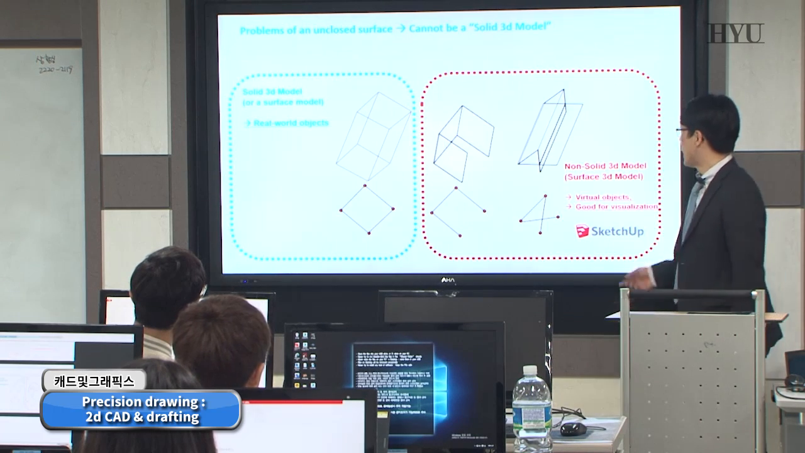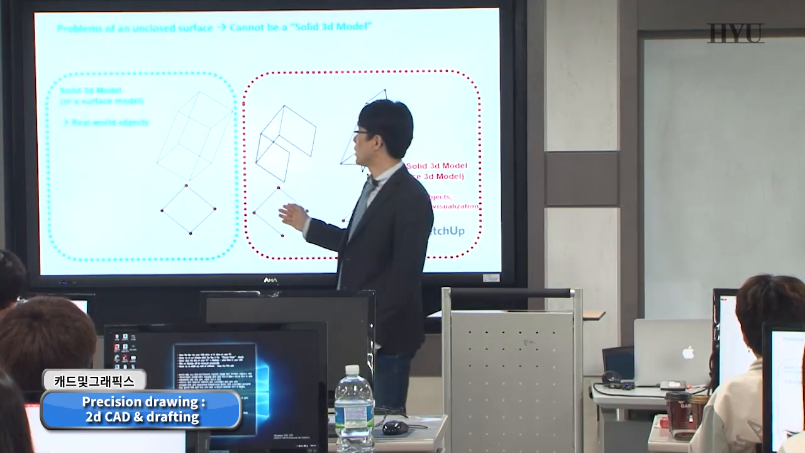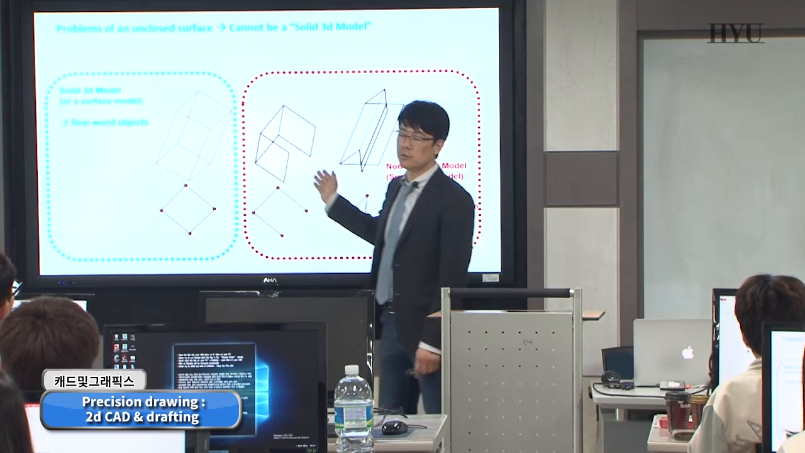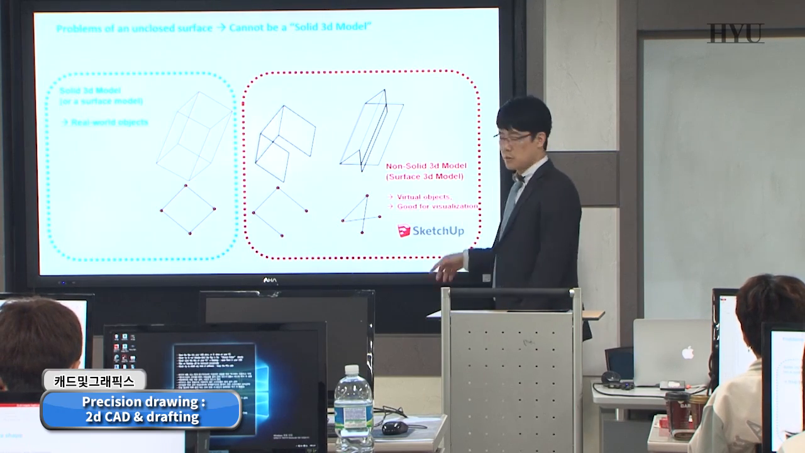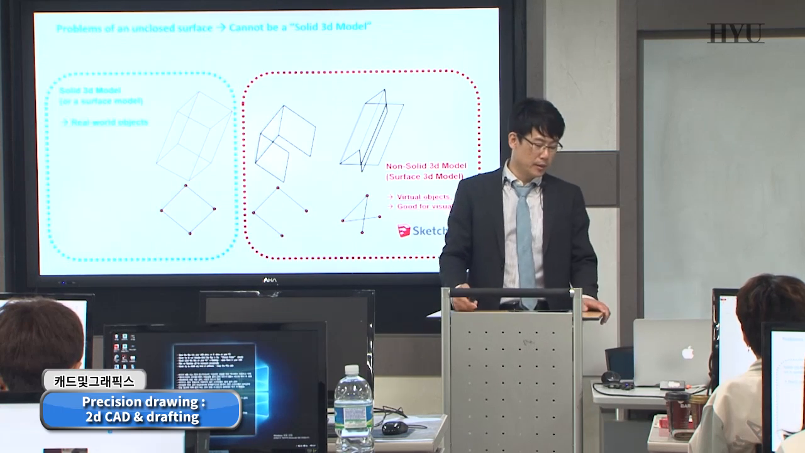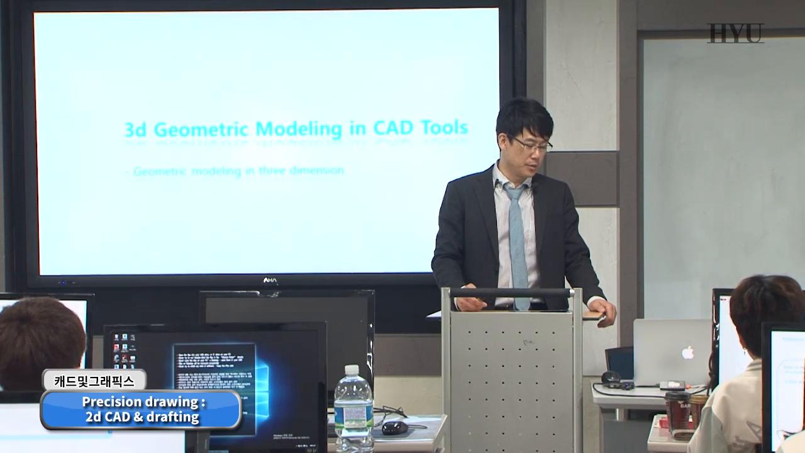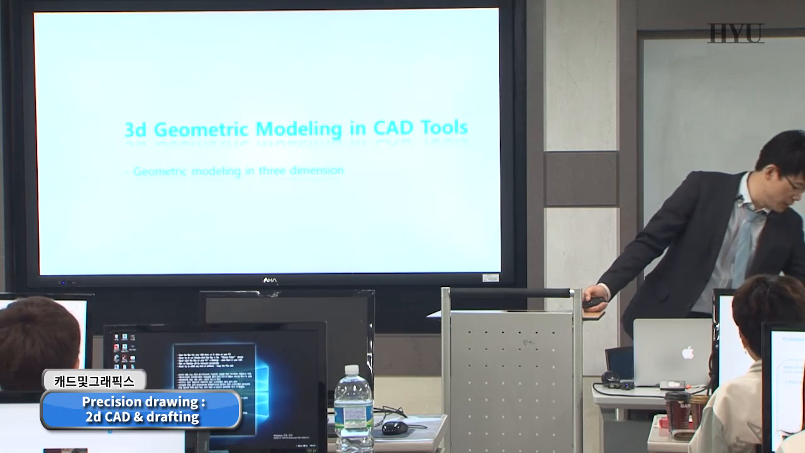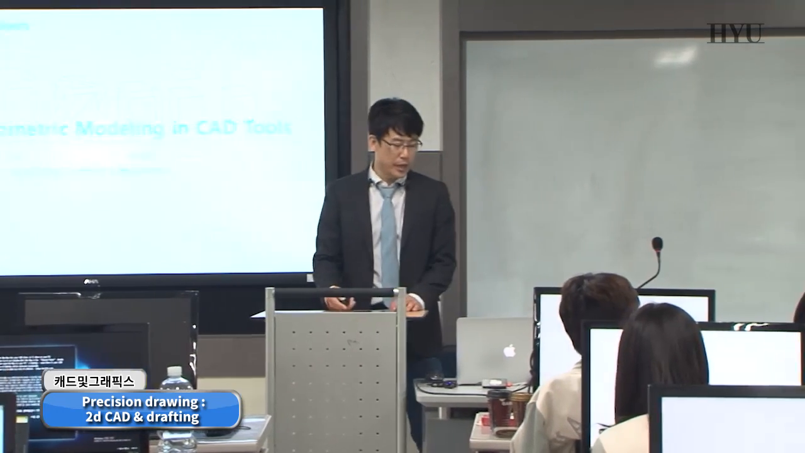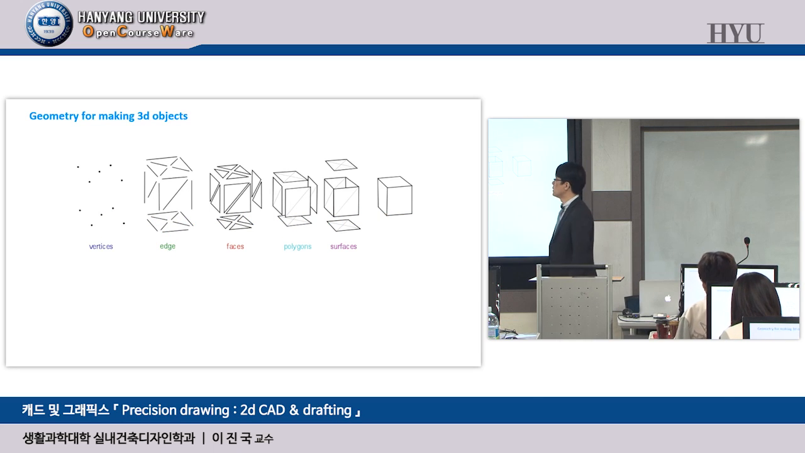It is, but anyway, this is really good for visualization. This one can represent any 3D structure, okay? Because it's really lightweight and handy, powerful for visualizations. Okay, let's take a look at some 3D geometric modeling issues in CAD systems, CAD tools. Let's take a look at this one, geometry for making 3D objects.